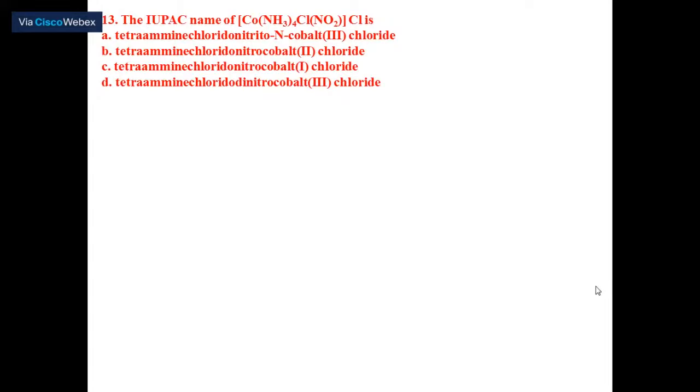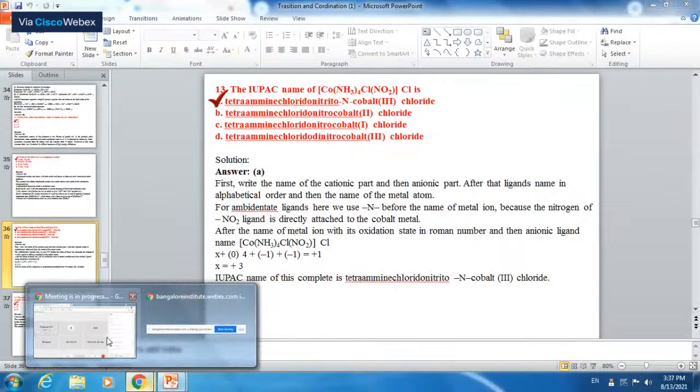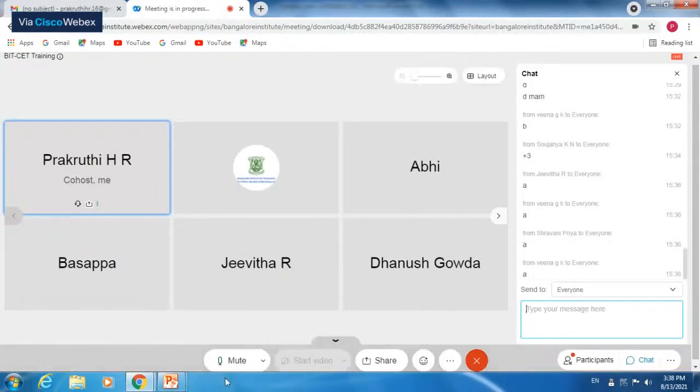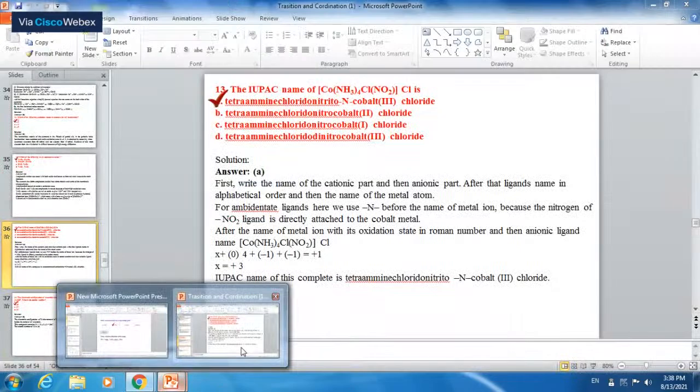So the IUPAC name of [Co(NH3)4Cl(NO2)]Cl is? What is the IUPAC name for that? What is the answer for this, students? A. Okay, Veena, let's see. What is the answer for this?